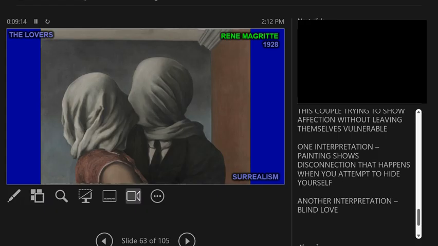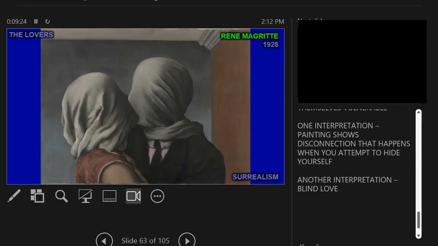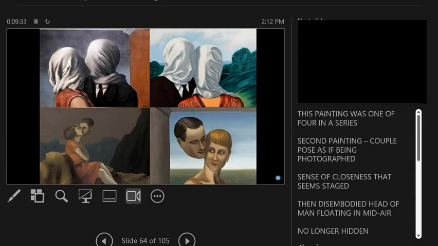In one interpretation, the painting shows a disconnection that happens when you attempt to hide yourself. Another interpretation is that this is blind love. Well, this painting right here is part of a series of four paintings. So here are the four paintings. And in the upper right, we have the couple that is almost like they're posing for a photograph, but then their faces are still obscured with the white cloth.